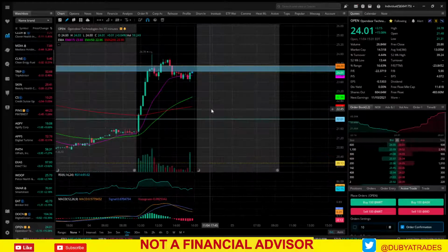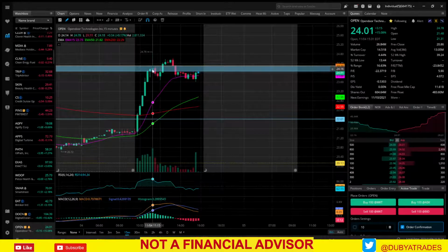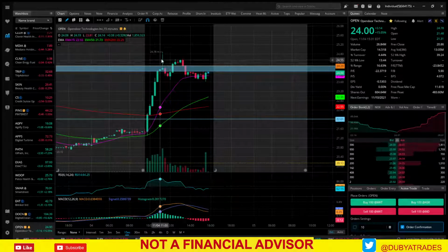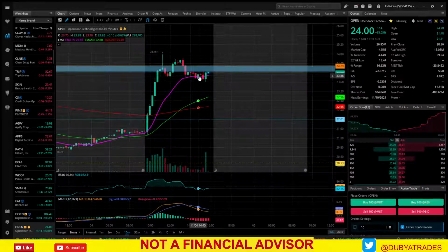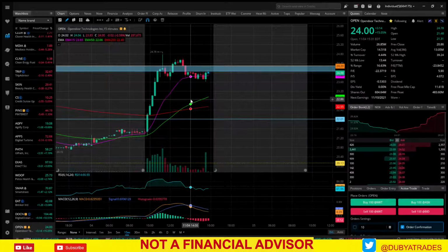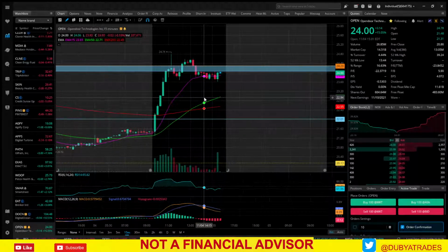See it right here on the 15 minute. See right here, it popped up and then started coming back down. That's a hesitation candle anyway. What do you call that? Dragonfly maybe. Gravestone, something like that. Shooting star.